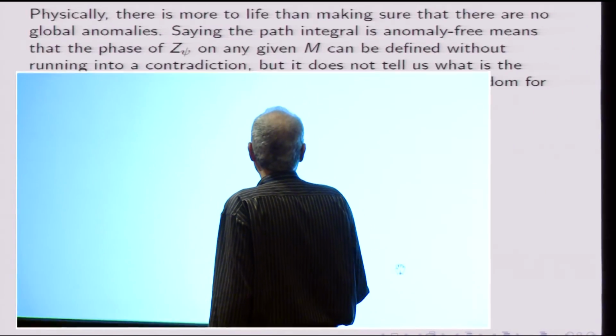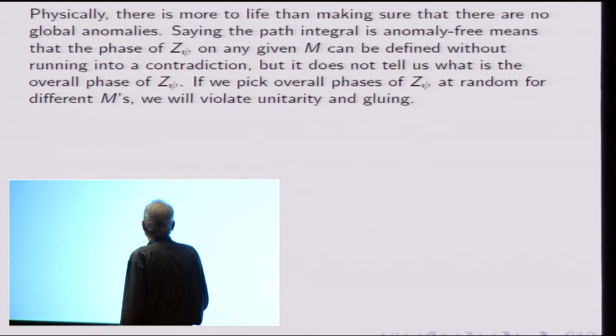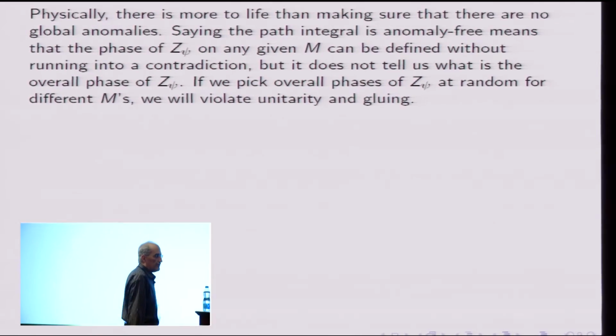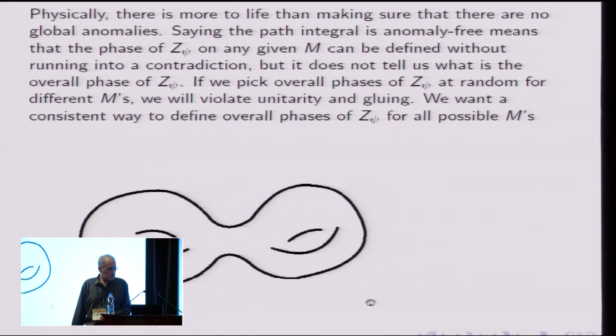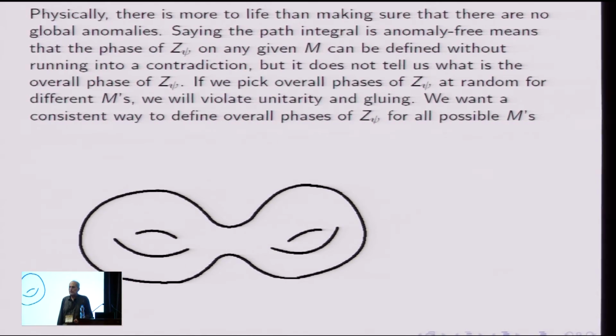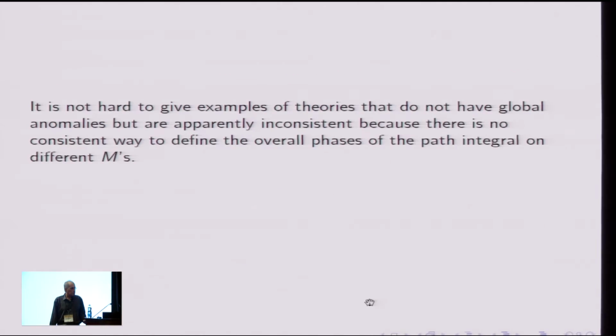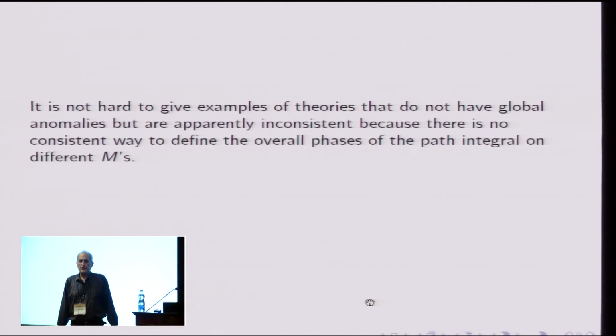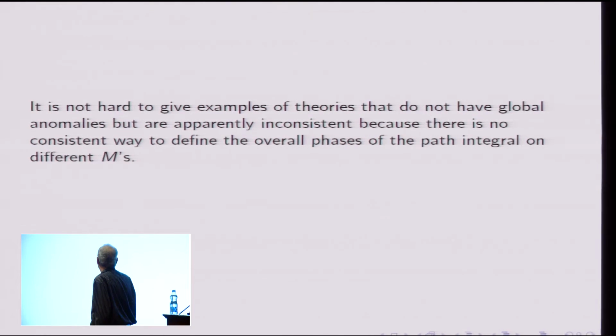And it turns out that the freedom of that arbitrary choice in general leads to trouble. If we pick overall phases of Z psi at random for different M's, we're going to violate unitarity and gluing. We want a consistent way to define overall phases of Z psi for all possible M's. And failing that, we would have to say that the theory is inconsistent. It's not hard to give examples of theories that do not have global anomalies but are apparently inconsistent because there's no consistent way to define overall phases of the path integral on different M's.